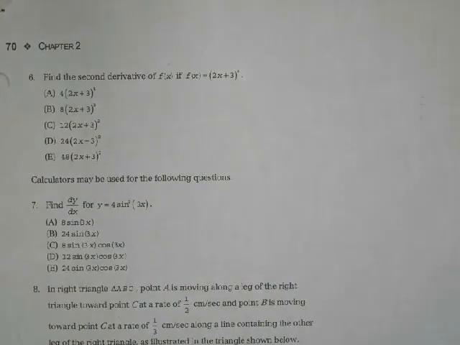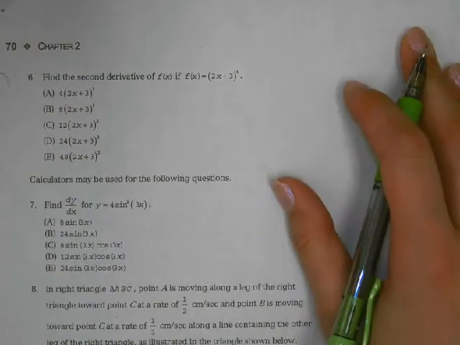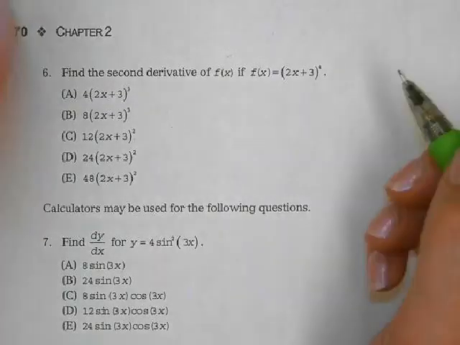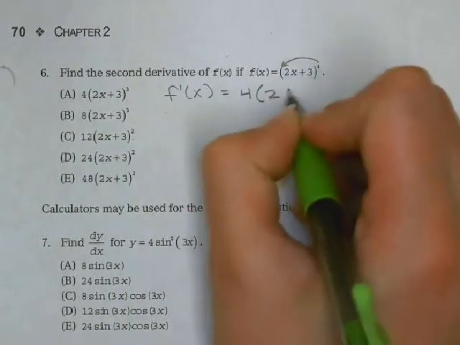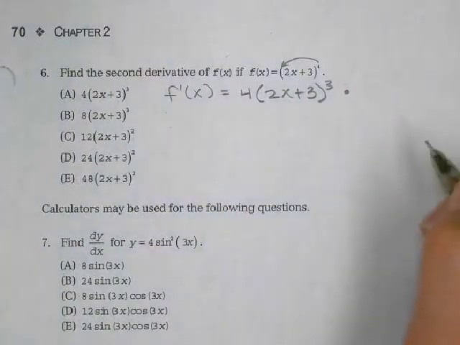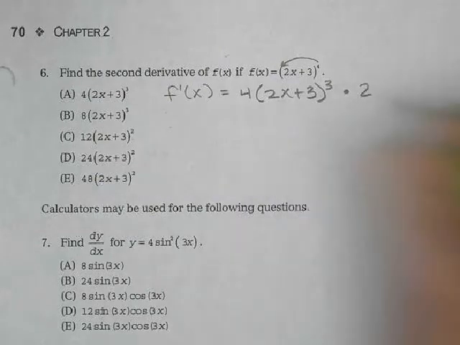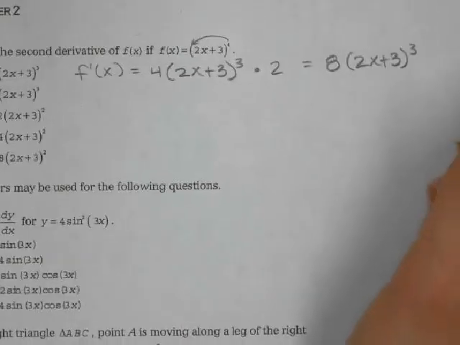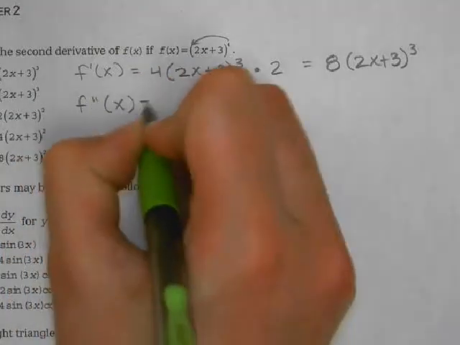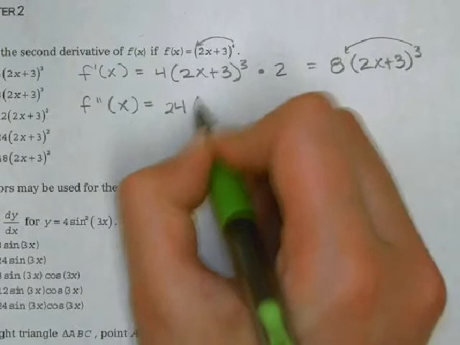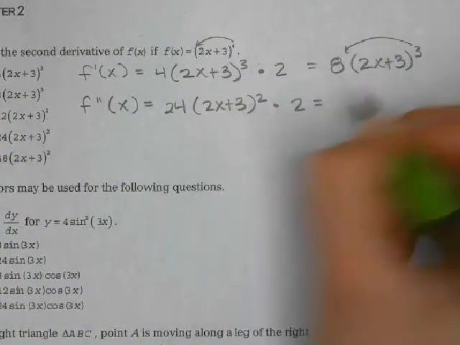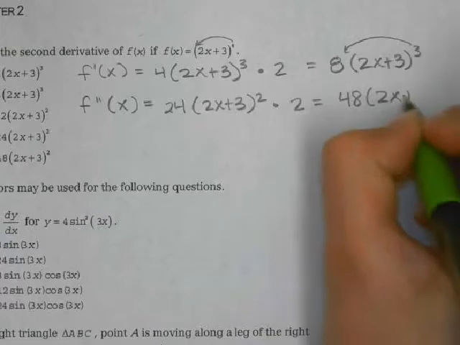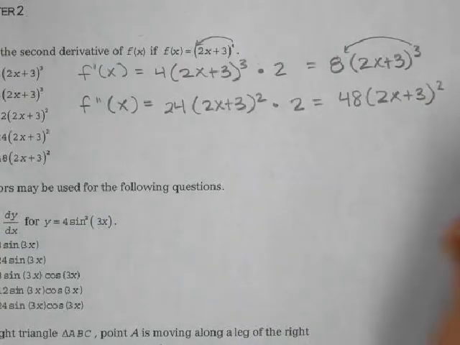All right, the second derivative of this is just a chain rule problem to make sure that you're being careful about taking your derivatives. So for my first derivative, I'm going to drop the 4 to the front. So 4 times 2x plus 3 to the third power, and then I have to multiply by the derivative of the inside, which is just 2. That gives me 8 times 2x plus 3 to the third. And then I'll find my second derivative. So 3 times 8 is 24 times 2x plus 3 to the second. And then I multiply by the derivative of the inside, which is 2. And so that gives me 48 times 2x plus 3 to the second. And that matches up with E.